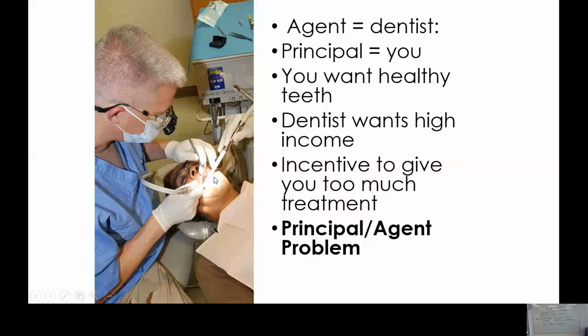In terms of other examples, those are kind of significant examples within what we've looked at. An agent could be a dentist, and the principal is you, and you want healthy teeth, but the dentist wants a higher income, and has incentives to give you too much treatment. So that's a principal agent problem. They should be acting in your best interest, but they're acting in their own, and that means that you spend too much on dentistry and you end up with things you do not need in your mouth.